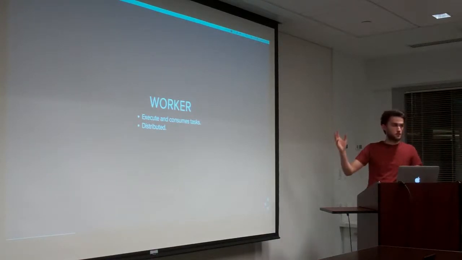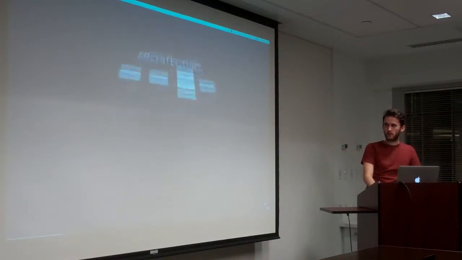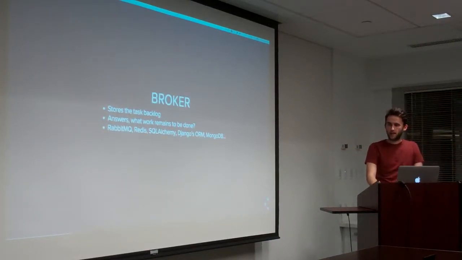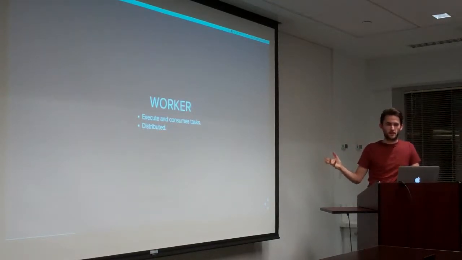so that they can eventually be consumed by workers. Workers do the actual work you want done. An important thing to note in this diagram is that there's one broker, but there can be many workers. So you can distribute it out and get this horizontal scalability of having more workers to consume tasks, hopefully faster than they're coming in.